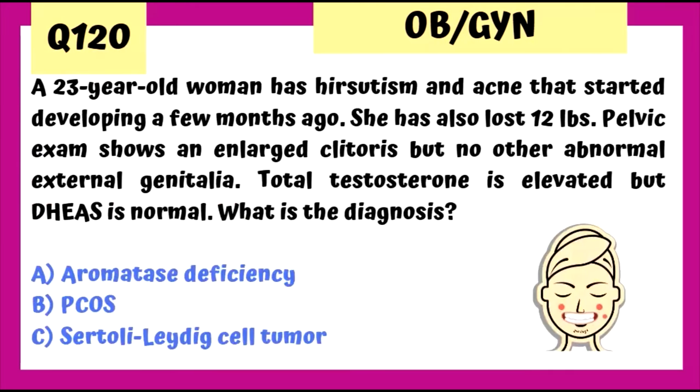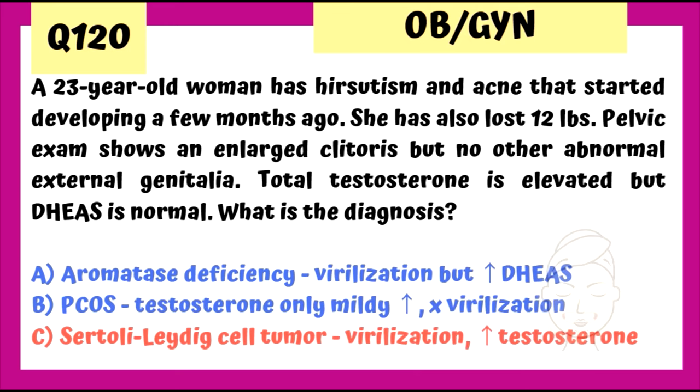Question 120. A 23-year-old woman has hirsutism and acne that started developing a few months ago. She also has lost 12 pounds. Pelvic exam shows an enlarged clitoris, but no other abnormal external genitalia. Total testosterone is elevated, but DHEAS is normal. What is the diagnosis? So here we see hirsutism, weight loss, and testosterone is elevated. This is Sertoli-Leydig cell tumor, where we see elevated testosterone and virilization.